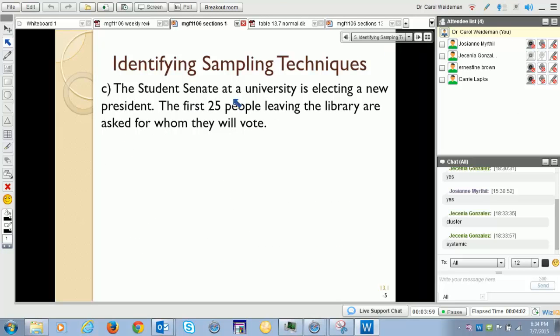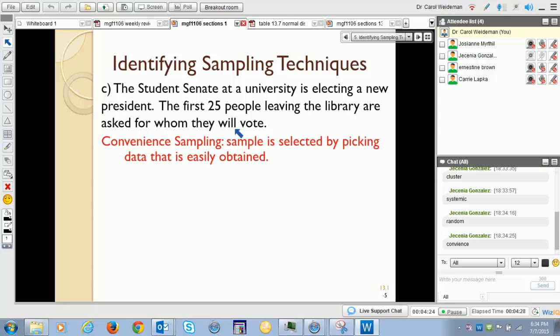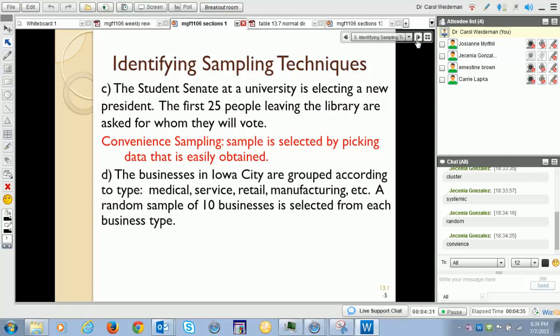The Student Senate at a university is electing a new president. The first 25 people leaving the library are asked for whom they will vote. What kind of a sample is that going to be? The first 25. Is it really random? They're taking the first 25 coming out of the library. Yeah, this is a convenience. Remember, think about it. This is easy to get. So rather than saying we take every 10th person leaving the library, which would be systematic, they're just taking the first 25. So that's a convenient sample.